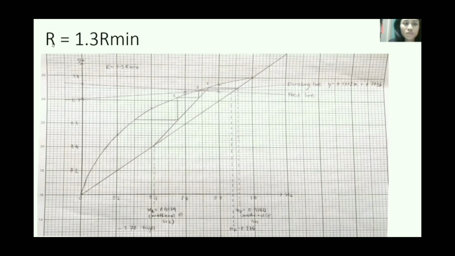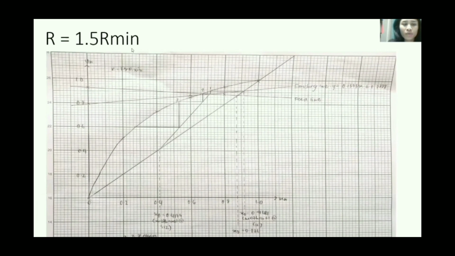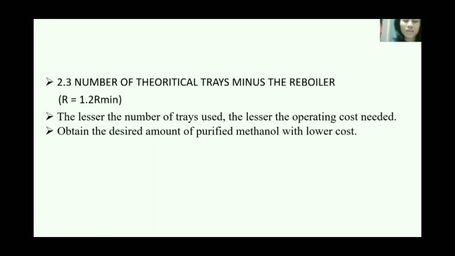Repeat the same process for R equal to 1.3 R min until R equal to 1.5 R min. After plotting all 4 graphs, we came to the conclusion of 2.3 theoretical stages, minus the reboiler, with our optimum reflux ratio of 1.2 R min.